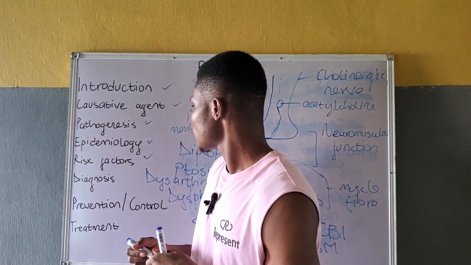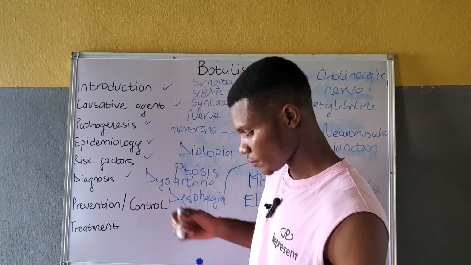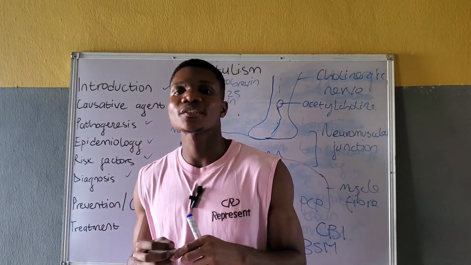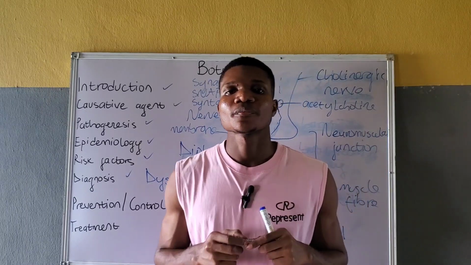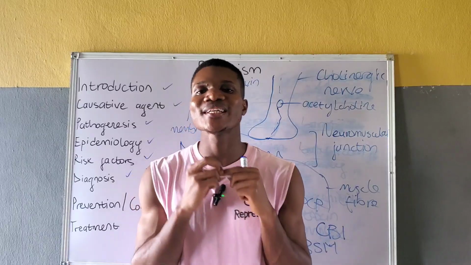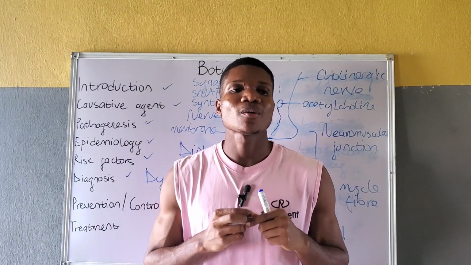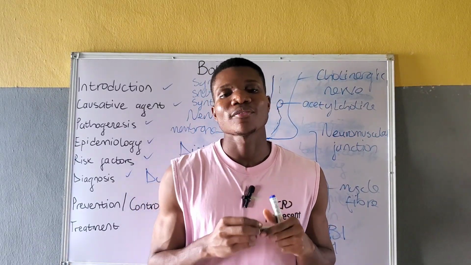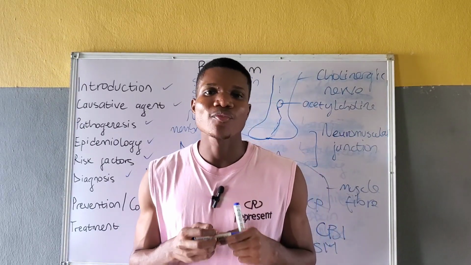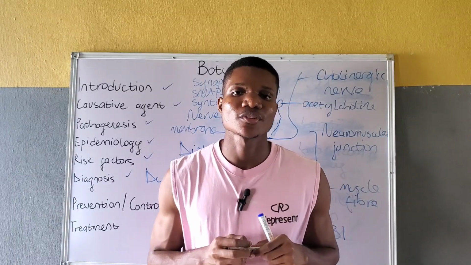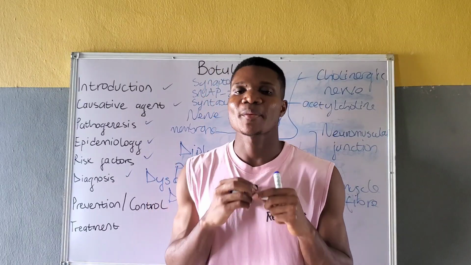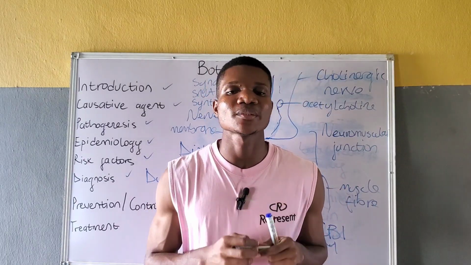Now let's talk about prevention and control. Prevention and control of botulism is principally based on proper food processing and canning techniques. Also, adequate heating of preserved food, usually to about 85 degrees for about 5 minutes. And also proper employing of food hygiene practices and principles. Refrigeration of perishable foods is also very impactful and helpful in controlling botulism.